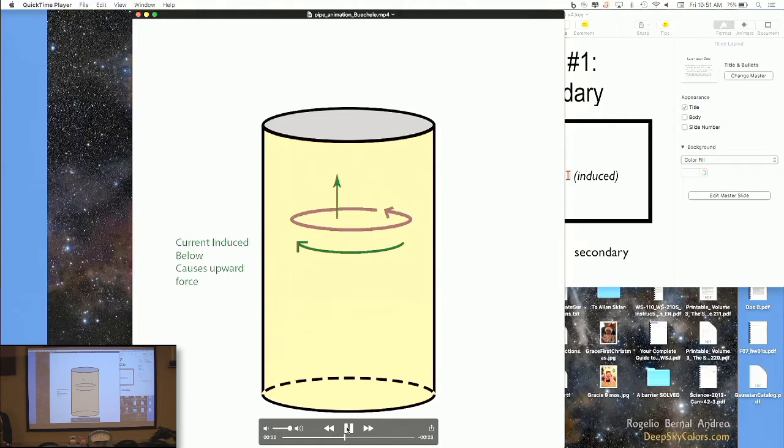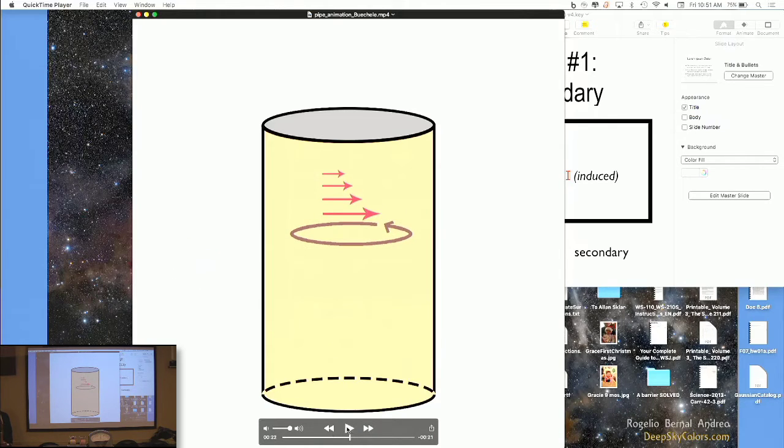Okay, now consider what's going on above the loop, in the piece of the cylinder above where the loop has already gone. Okay, so it's up here. What's happening here? What's happening to the A field in that piece? It's in the same direction. It's decreasing, right? The A field is in the same direction, but it's diminishing.